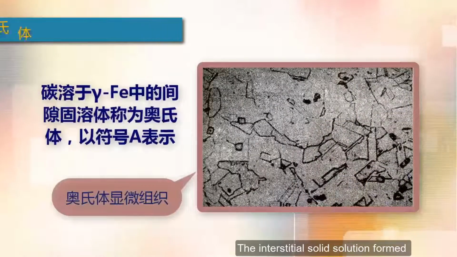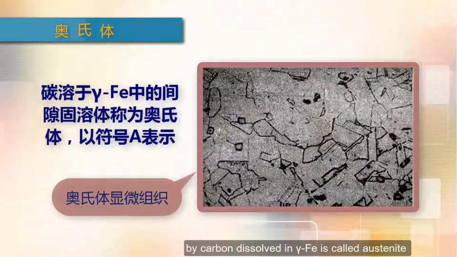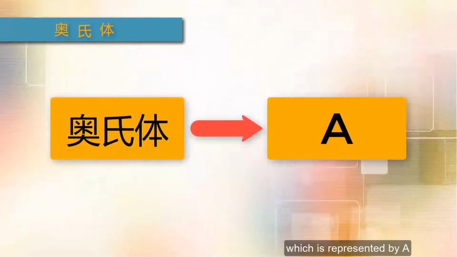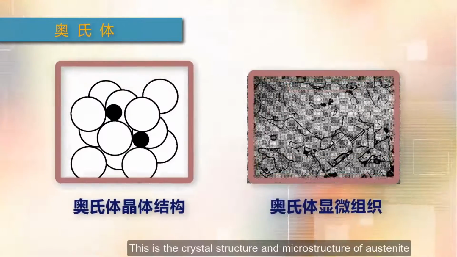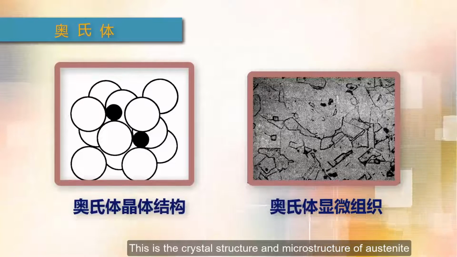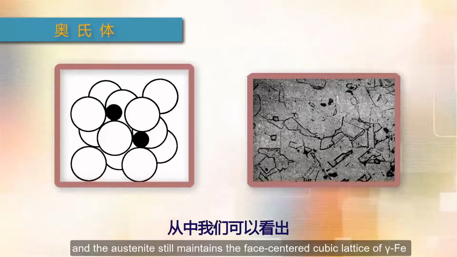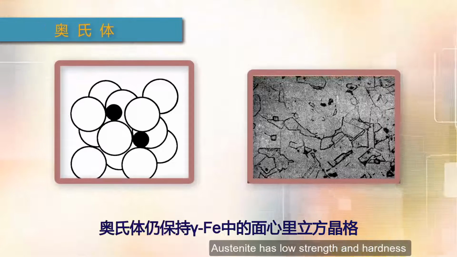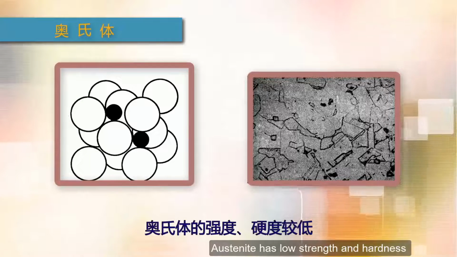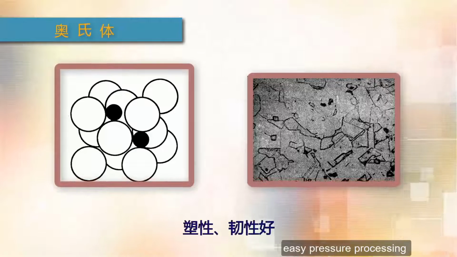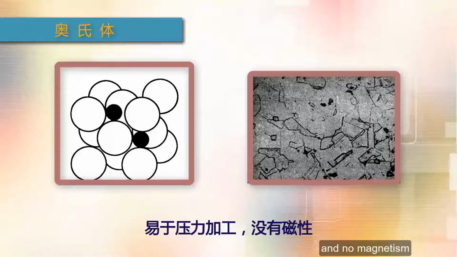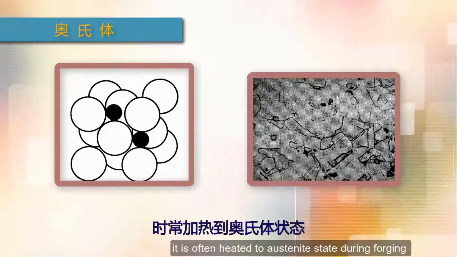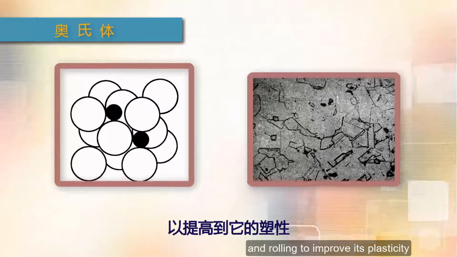The interstitial solid solution formed by carbon dissolved in gamma Fe is called austenite, which is represented by A. This is the crystal structure and microstructure of austenite. Austenite still maintains the face-centered cubic lattice of gamma Fe. Austenite has low strength and hardness, good plasticity and toughness, easy pressure processing, and no magnetism. Therefore, it is often heated to austenite state during forging and rolling to improve its plasticity.